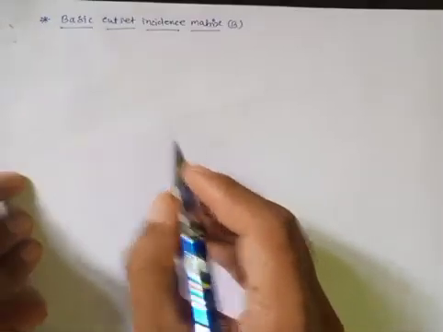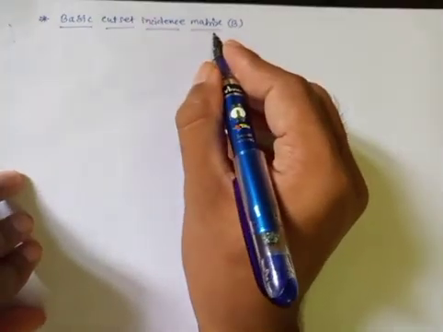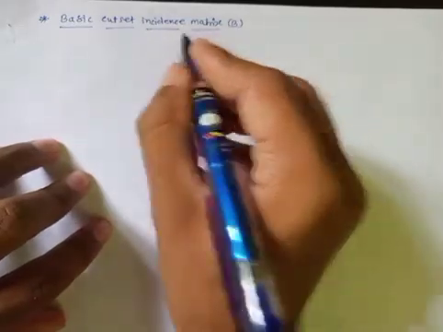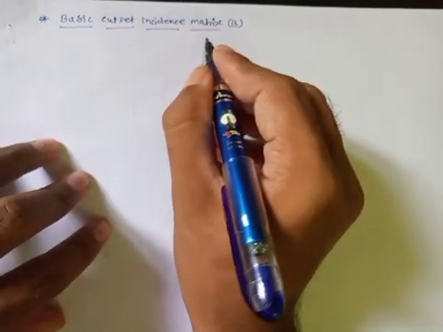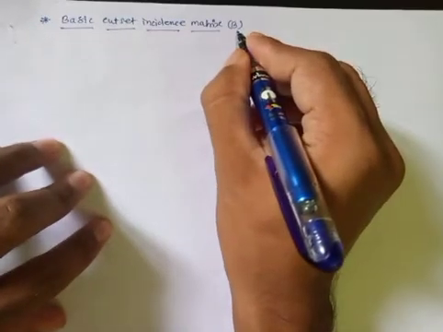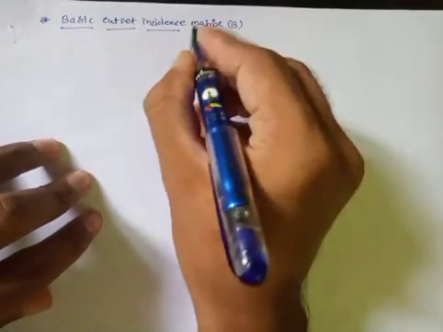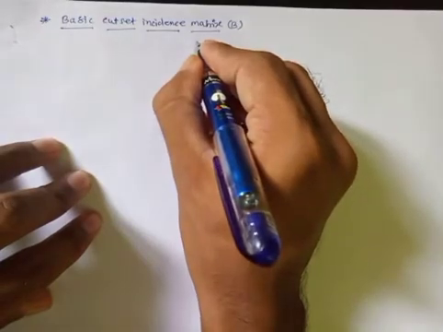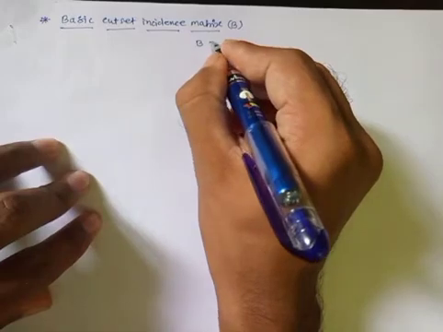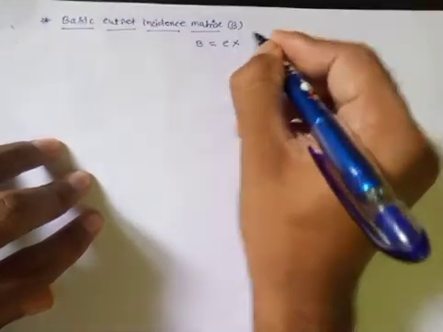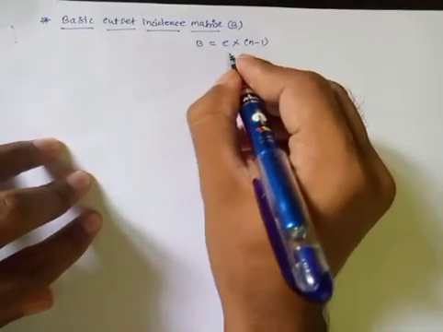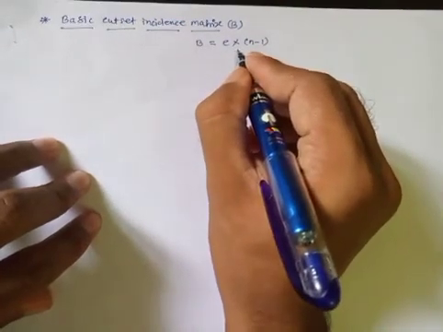Today we will discuss the topic basic cut set incidence matrix under the graph theory concept. This basic cut set incidence matrix is generally denoted by B, and the dimension for this particular matrix is generally E cross n minus 1. Okay, this is the dimension for this basic cut set incidence matrix.